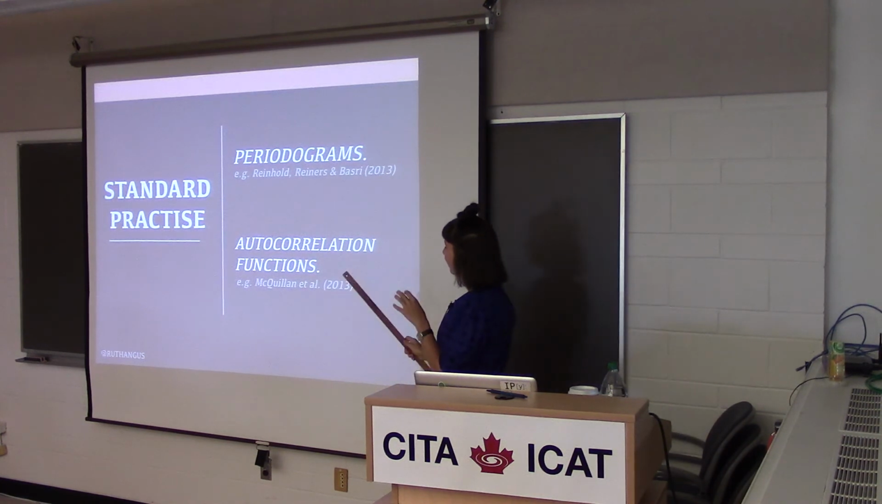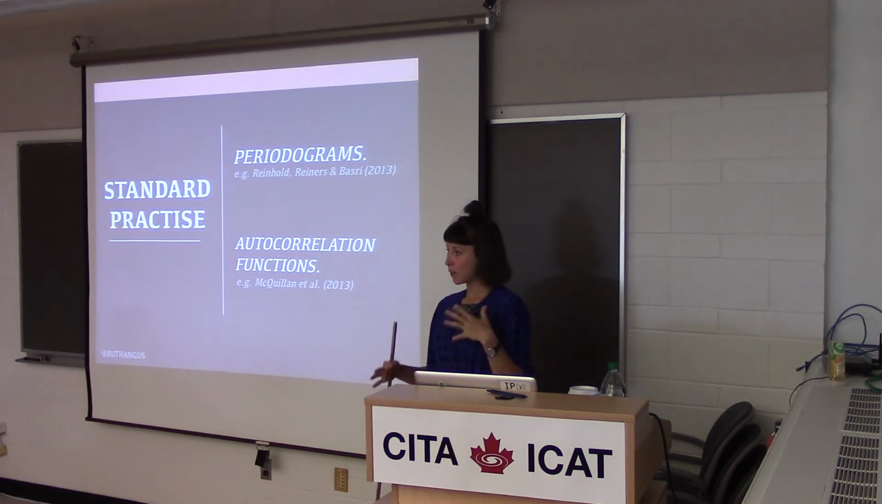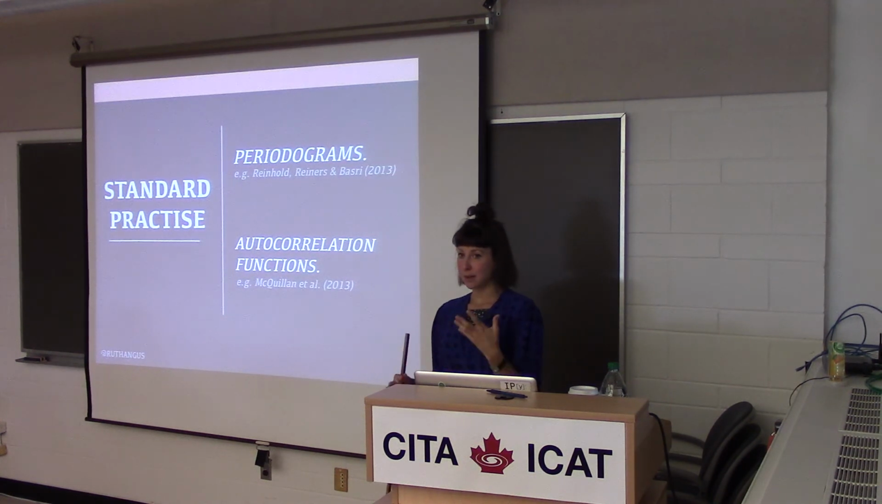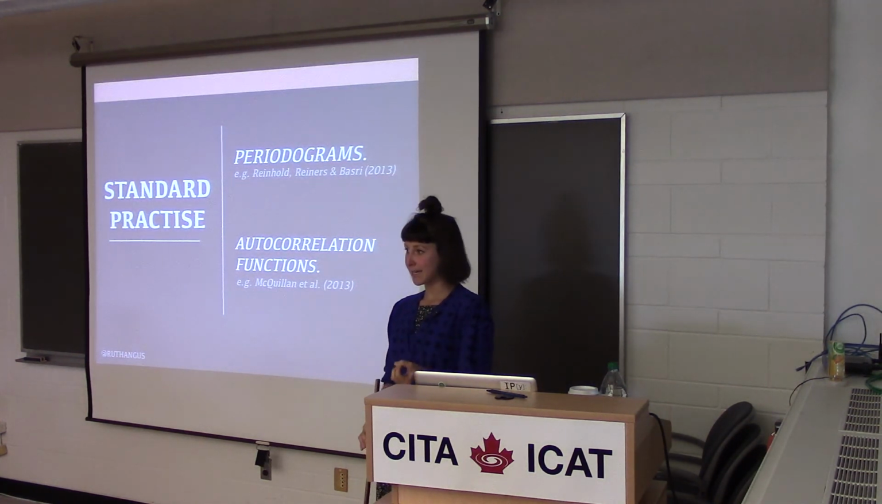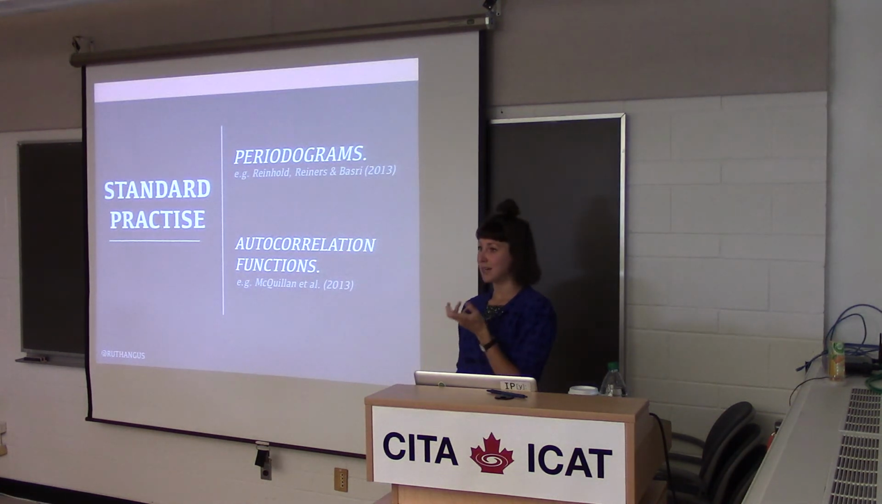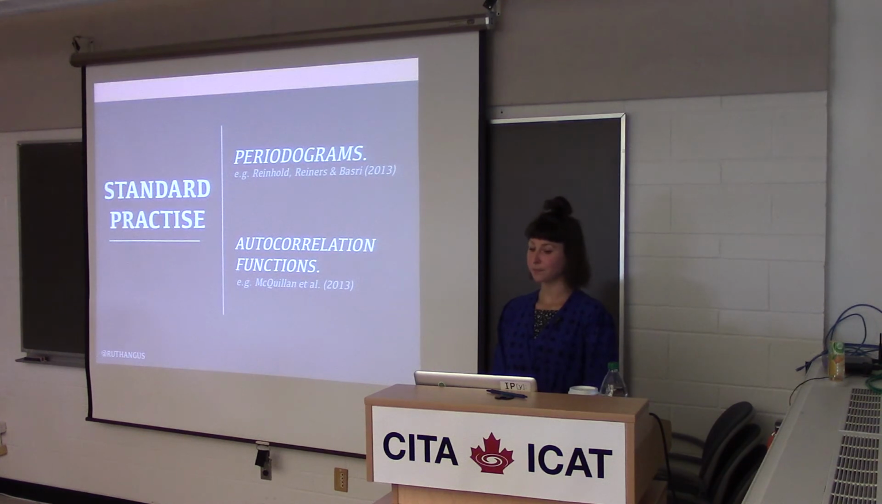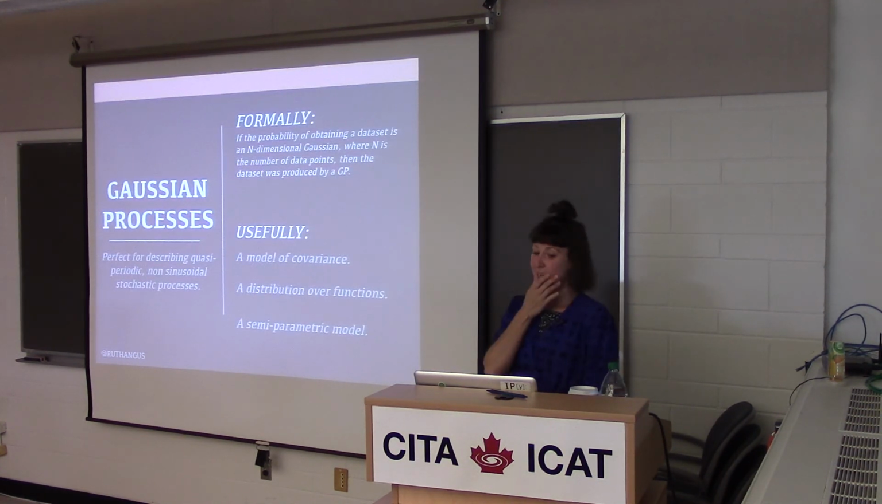The problem with autocorrelation functions is that they are not generative models of the data, so you cannot ask what is the probability of my model given my data. You cannot produce mathematically motivated uncertainties on autocorrelation function periods. A better thing to do than both of these is to use a Gaussian process model.